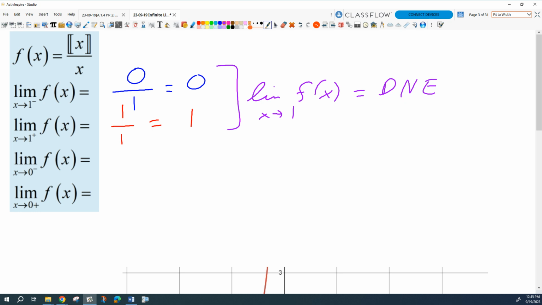Okay, let's try this one. What if we approach 0 from the left? What's that going to give me?